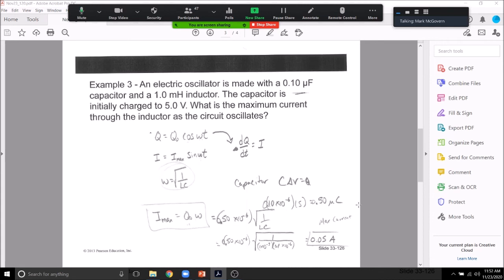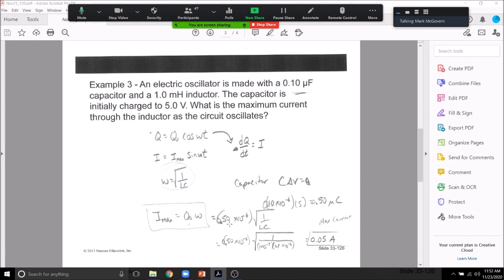Let's take care of the initial charge of the capacitor first, because that's going to be given by the capacitor equation, which is C delta V equals Q. C is 1/10 of a microfarad times the 5 volts. We get 0.5 microfarads. Sorry, microcoulombs.